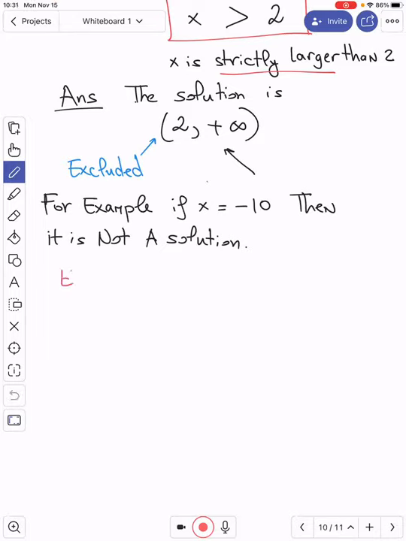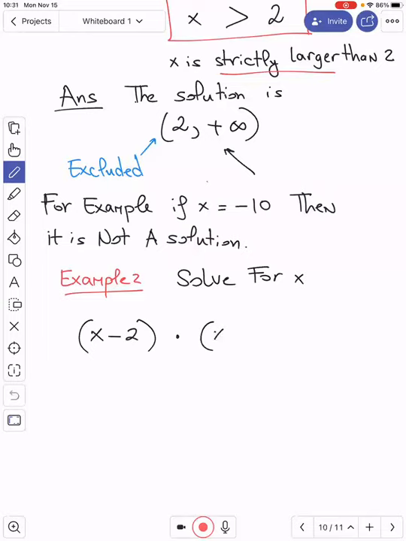So example number 2. Now I want to solve for x, of course, x minus 2 times x plus 5, let's say, larger than 0, strictly larger than 0. Of course, this dot here means multiplication, right? So it's x minus 2 times x plus 5 larger than 0.